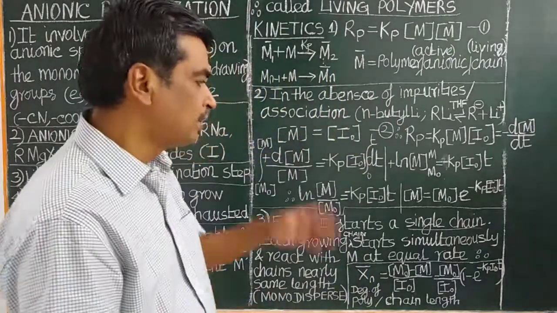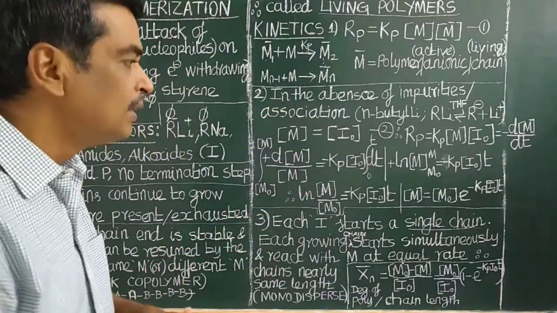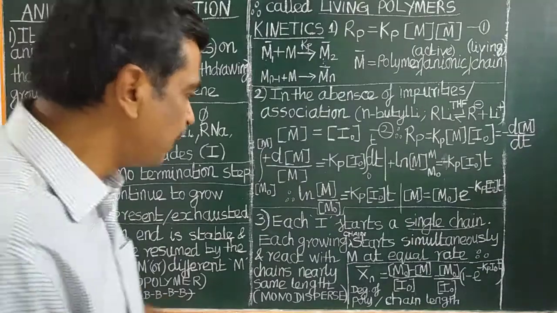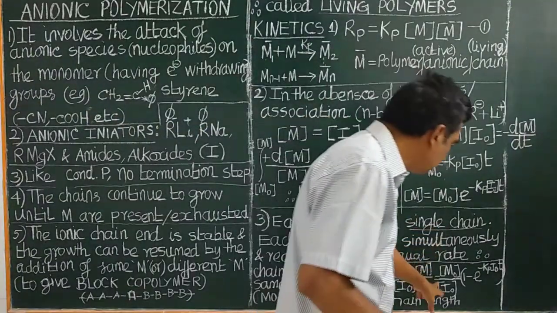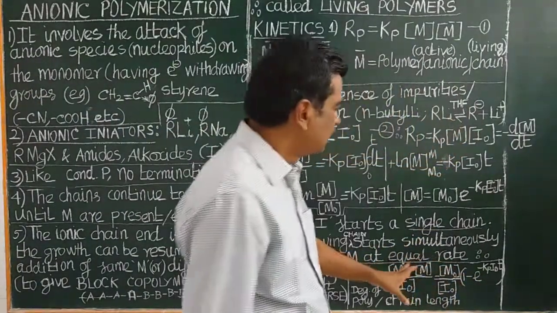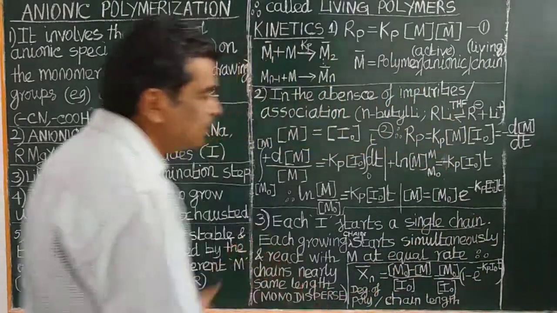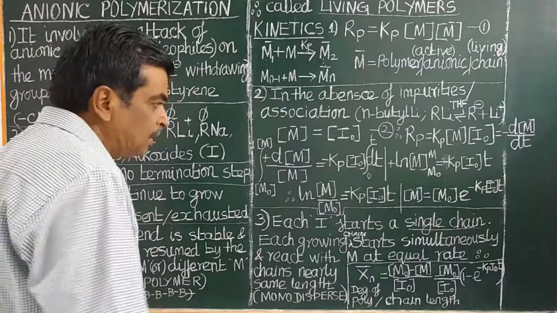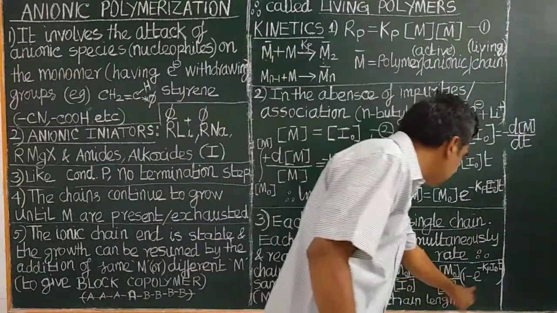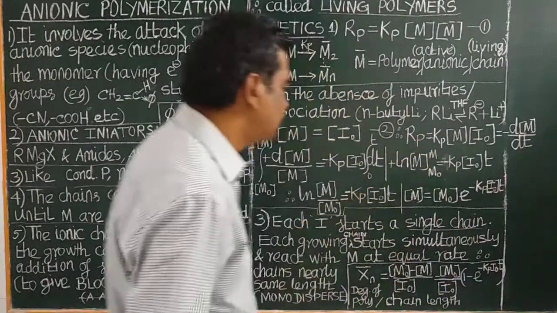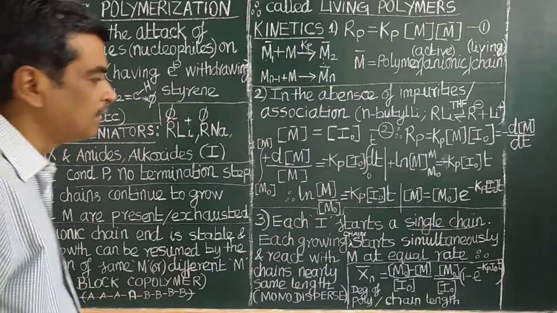In CSIR and GATE, they will ask a problem based on this. They will give you the monomer concentration, initiator concentration, the propagation rate constant and time. Then by using this equation, you can calculate the average chain length.